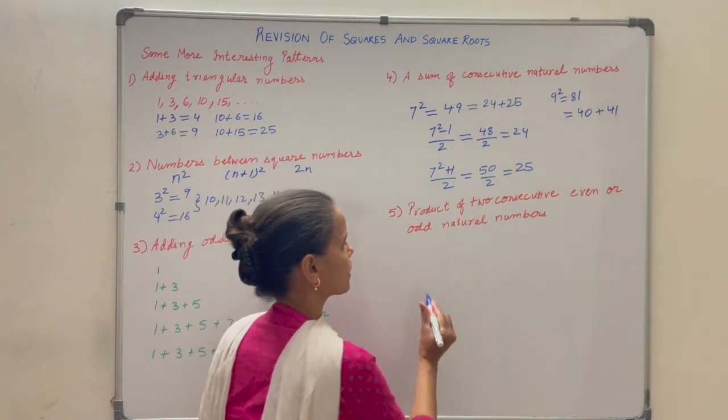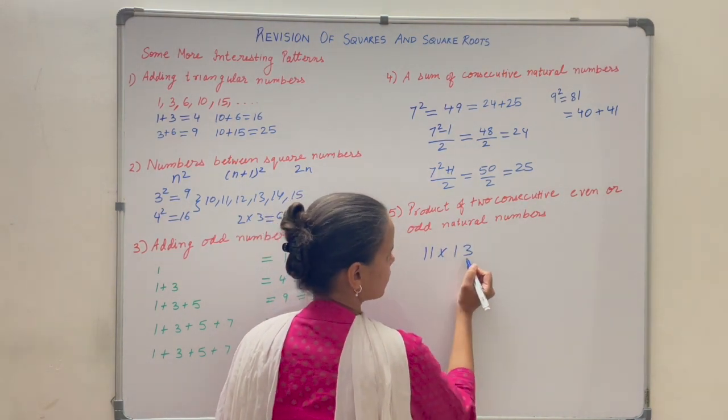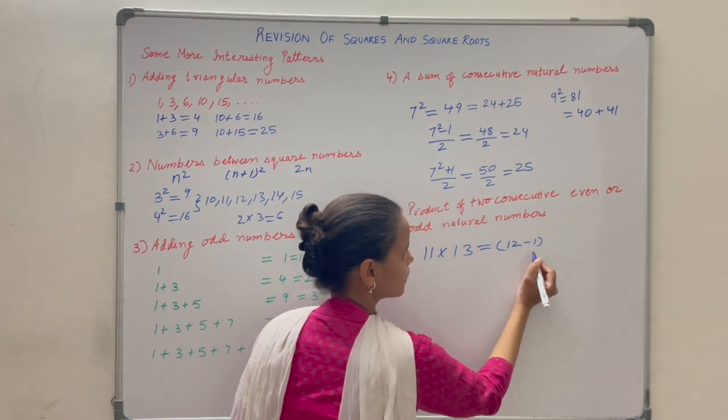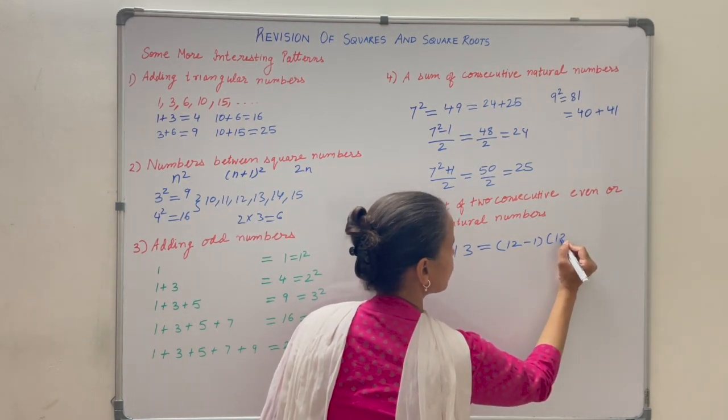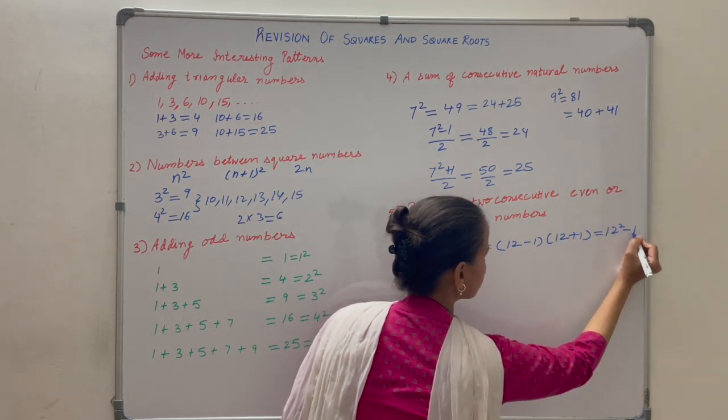So here, let us take 11 into 13, two consecutive odd numbers. 11 can be written as 12 minus 1 and 13 can be written as 12 plus 1. So this is 12 square minus 1.